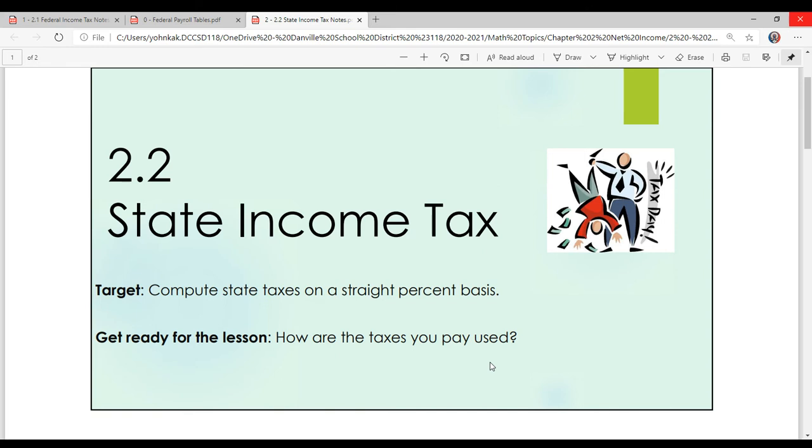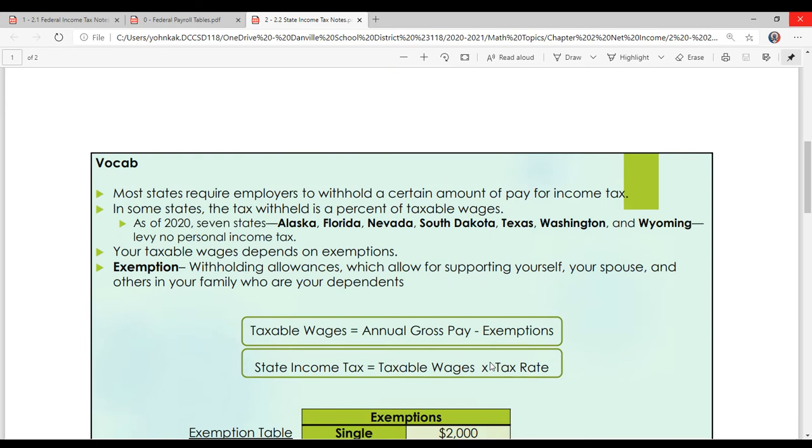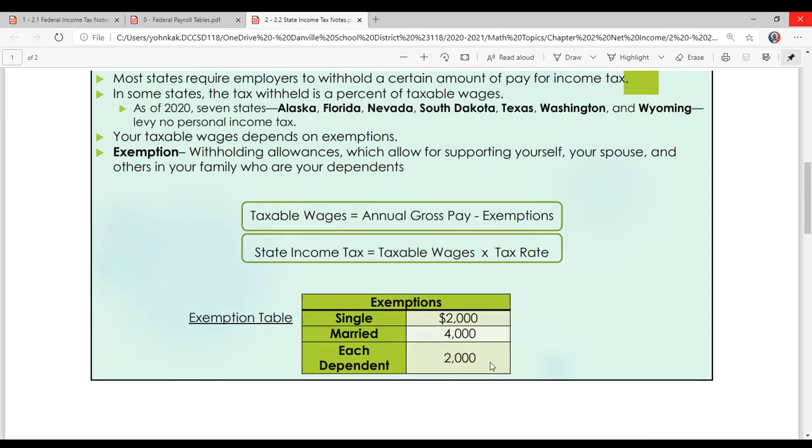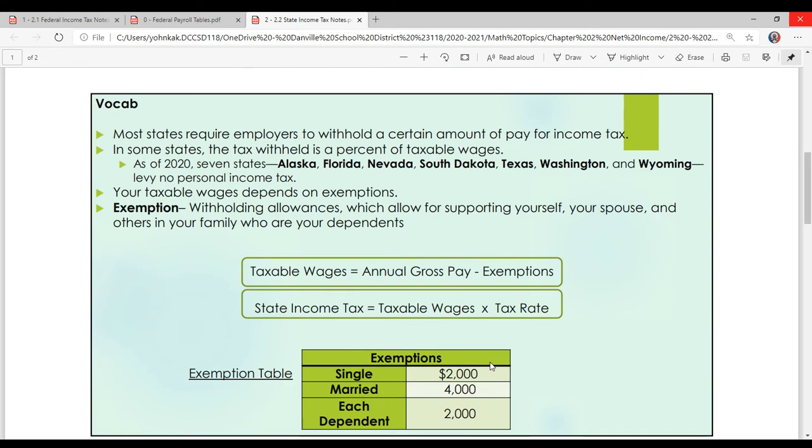How are the taxes you pay used? Whenever you get a paycheck, some of your money is coming out of it in order to go to the state government. And the question is, what's the point? What do we get out of it? Well, most states require employers to withhold a certain amount of money of pay for income tax. In some states, the tax withheld is a percent of taxable wages.